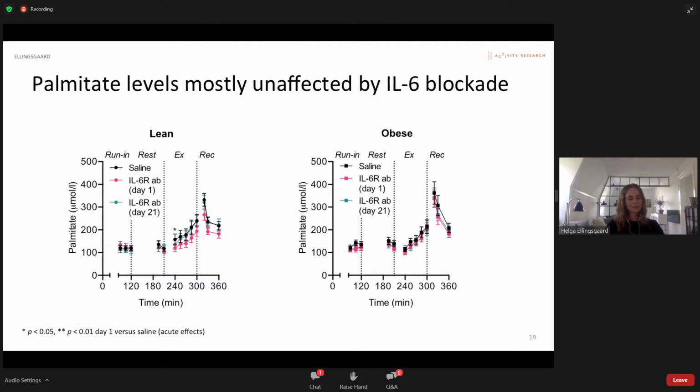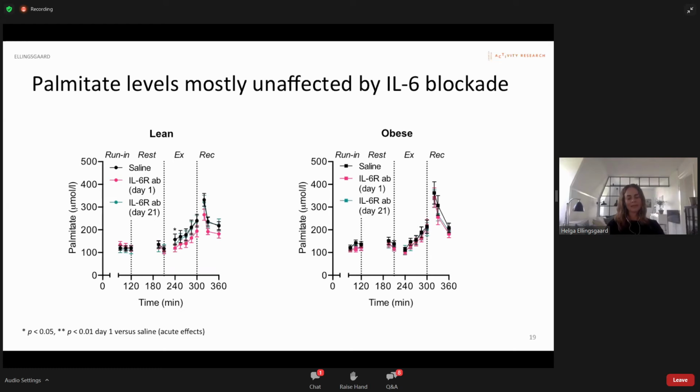Now to the substrates. What you see here are the palmitate concentration data. And palmitate increases as one would expect in response to exercise, and it drops again quickly in the recovery phase. And there's no difference in exercise-induced palmitate comparing lean and obese.